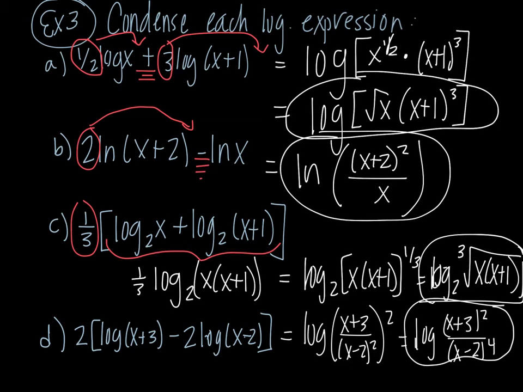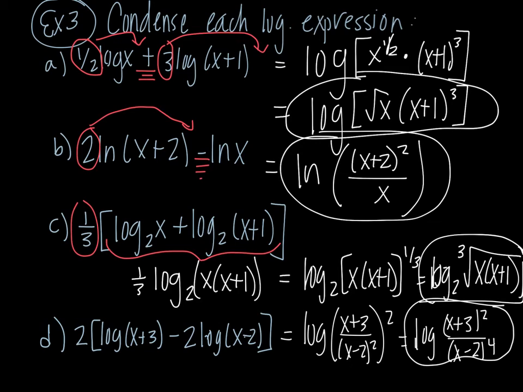I went ahead and wrote this answer in two ways. I have the log of x plus 3 all divided by x minus 2 squared, all squared. Or if I go ahead and actually square both the numerator and the denominator, I have what I circled here. The log of the quantity of x plus 3 squared divided by the quantity of x minus 2 to the 4th.